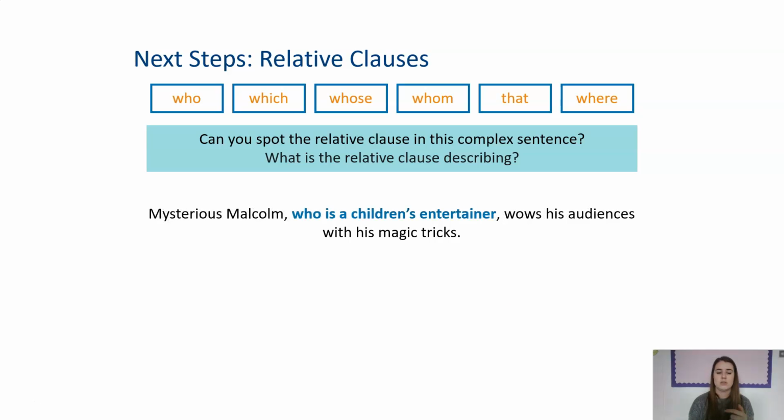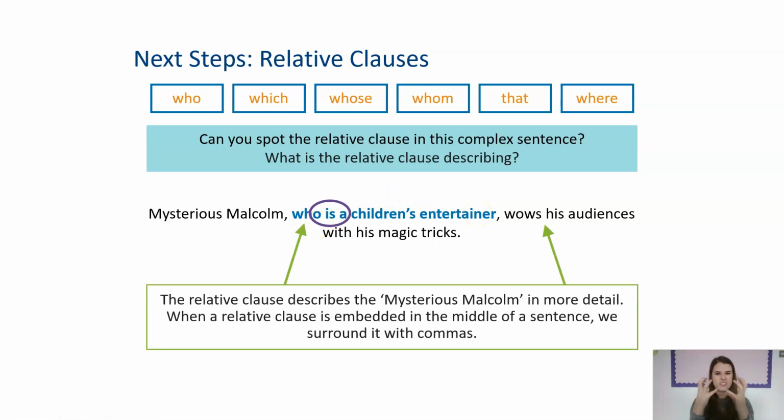Okay, well, my relative clause there is who is a children's entertainer. And the who, which clearly hasn't circled it, is talking about mysterious Malcolm. So that who is linking to mysterious Malcolm. Now, when the relative clause is embedded, you can see here that we've got both of our commas. My whole PowerPoint has moved. I apologise. So we've got both of the commas.